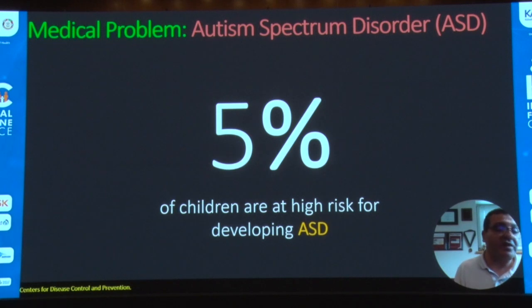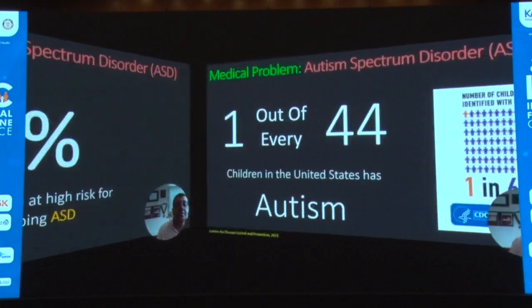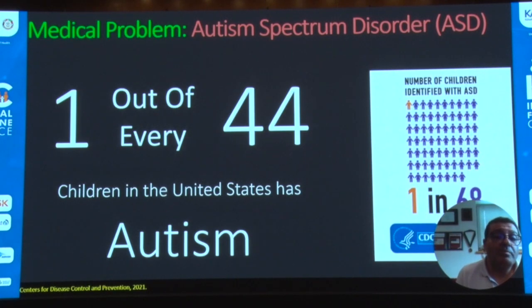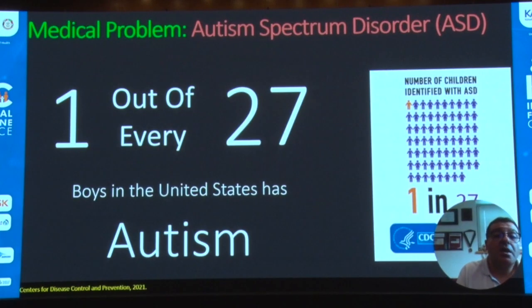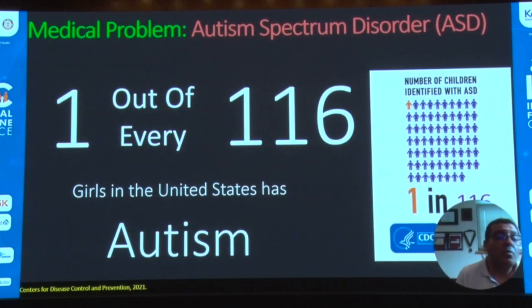They shared with us that 5% of the children in the US can develop autism, and this is the latest statistic for males. And by the way, autism is more common in males than females. In males, the statistic right now is one out of 44 has autism. In total, one out of 44 has autism, but in males one out of 27, and in females one out of 160.